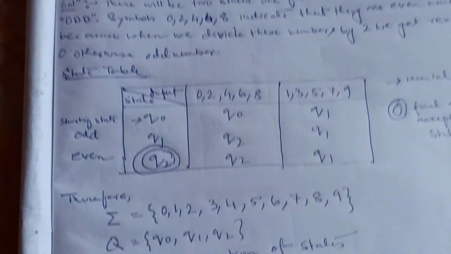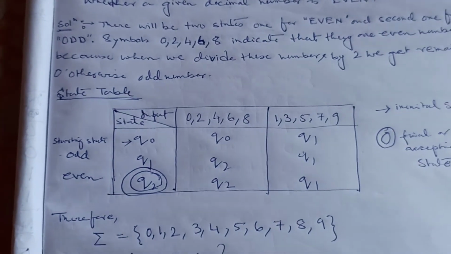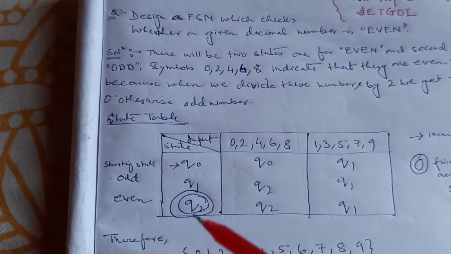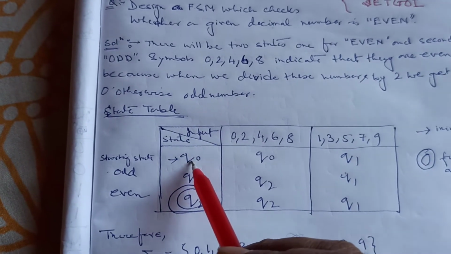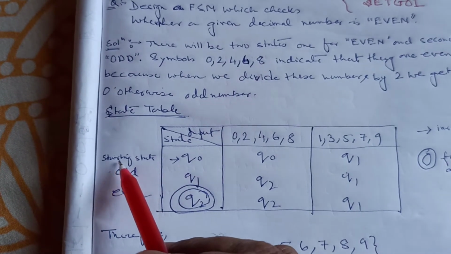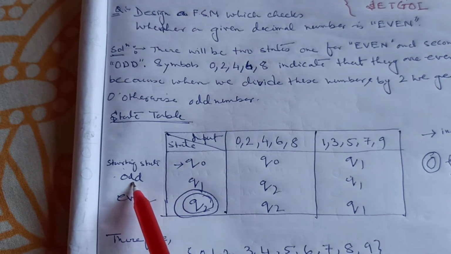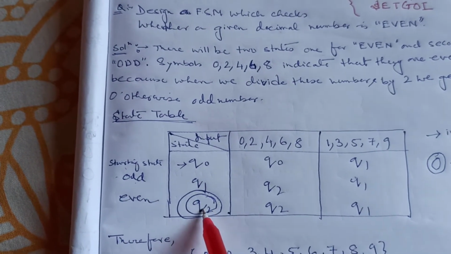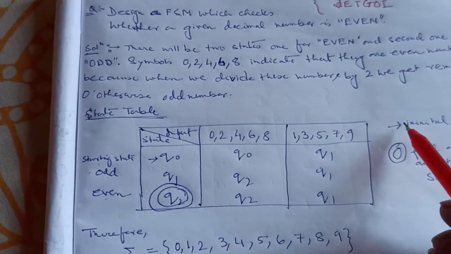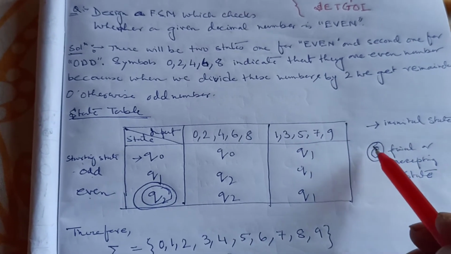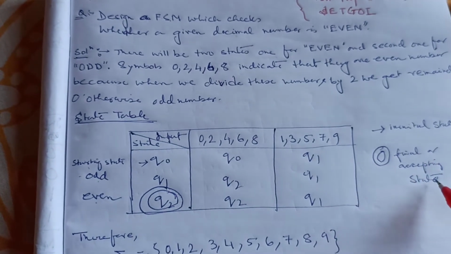Now this is the state table. These are the various states. This is Q0, which is known as the starting state or initial state. This is Q1 state, which represents the odd number state, and this is Q2, which represents the even number state. Here this arrow symbolizes the initial state, and this double circle, Q2, represents the final or accepting state.